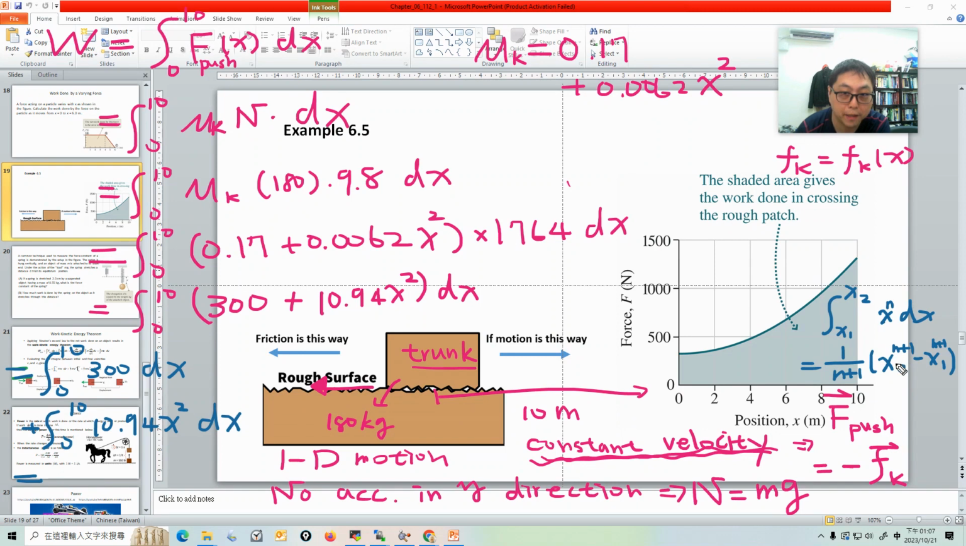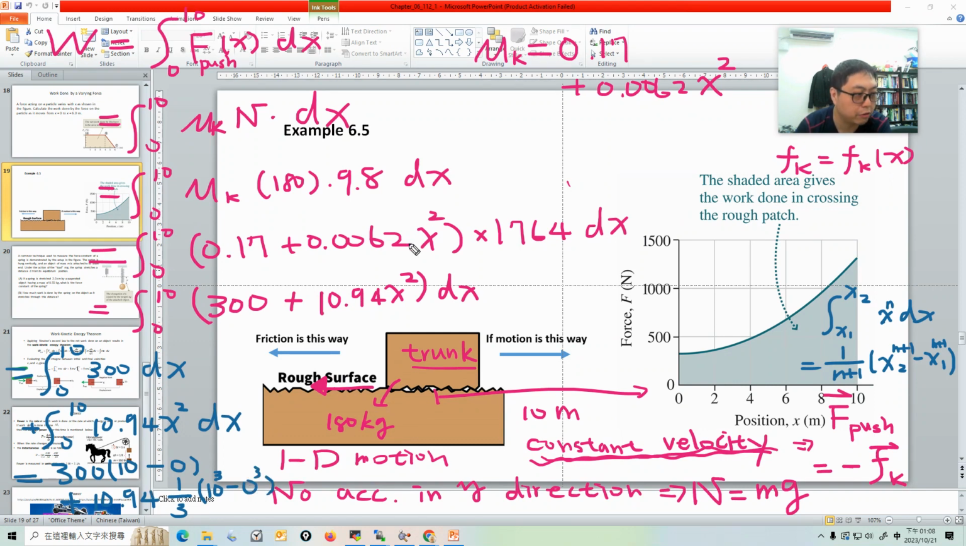So the integration just equals 10 minus 0. Okay, the constant 300 we can factor out, so we have the integration of 1 dx from 0 to 10, and 1 is x to the power 0, so n equals 0. That's practice for yourself. And the other one is, sorry, plus, 10.94 and x to the power 2, so it will become 1 over 3 times 10 to the power 3 minus 0 to the power 3.